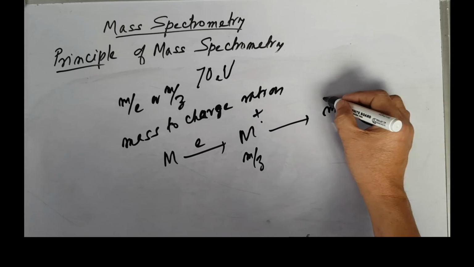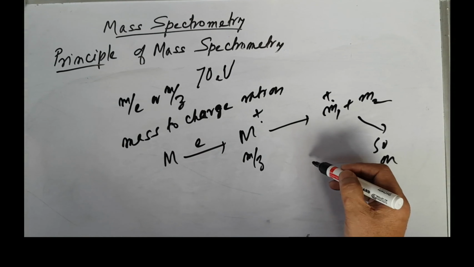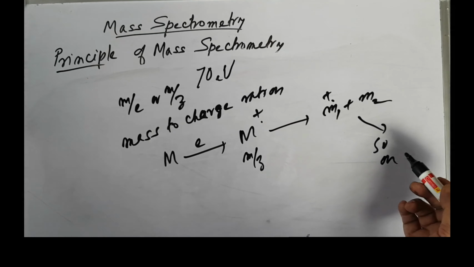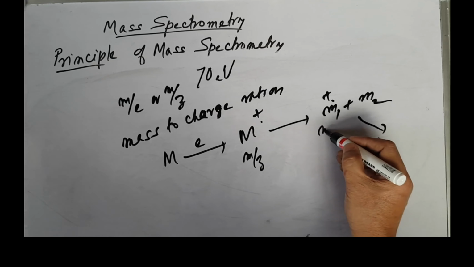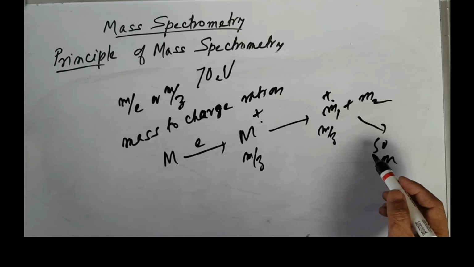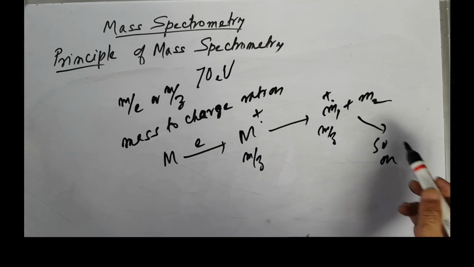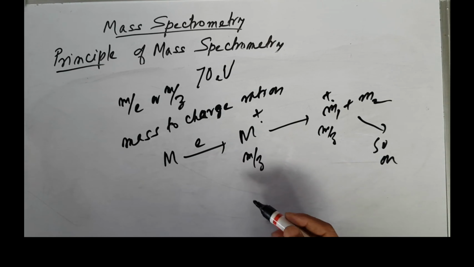So you can have a cation radical or a neutral molecule, or you can have a positive charge cation and then a radical. So these are all cations. These fragment ions can be studied by their m/z values. By knowing the fragmentations and m/z values, we can know the structure of the compound. So this is the principle of mass spectrometry.